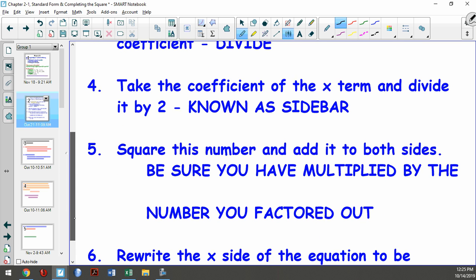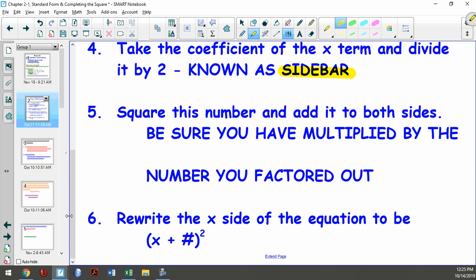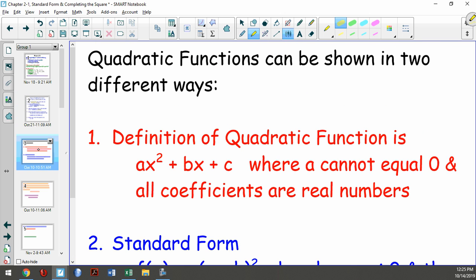Take the coefficient of the x term and divide it by 2, and this is known as a sidebar. You are going to hear me talk about sidebar over and over and over again. Are we remembering this from Algebra 2? Square this number and add it to both sides. Be sure you have multiplied by the number that you factored out, and then write the resulting number as a binomial squared.